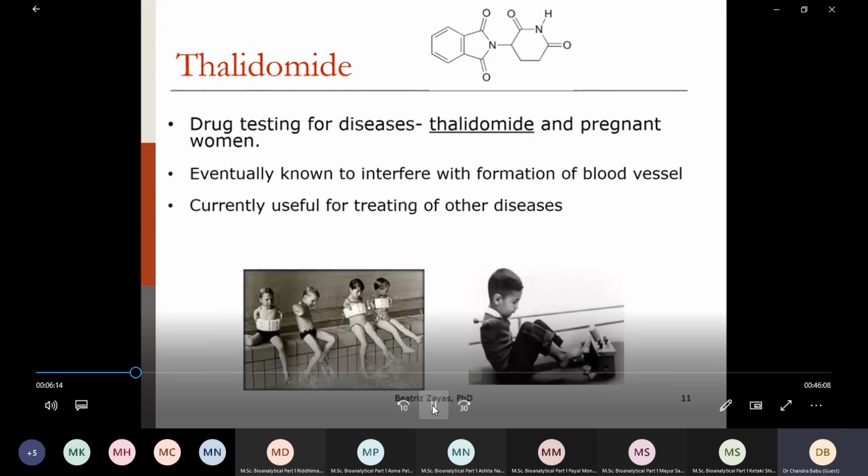Unfortunately, in the long term there was evidence that children, the offspring of these women, would be born with specific birth defects, especially affecting the development of the limbs or extremities such as arms. And you can see some of the images of those children. It was also understood later that the reason for that effect was that it interfered with the formation of blood vessels. Currently, it's still used for other purposes. Of course, it was taken off the market, but then it came back. And nowadays, it's used for cancer and leprosy as well.